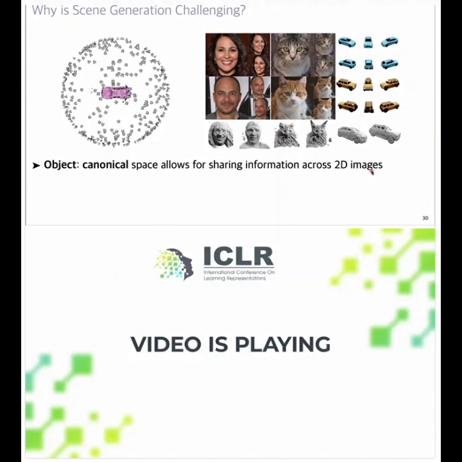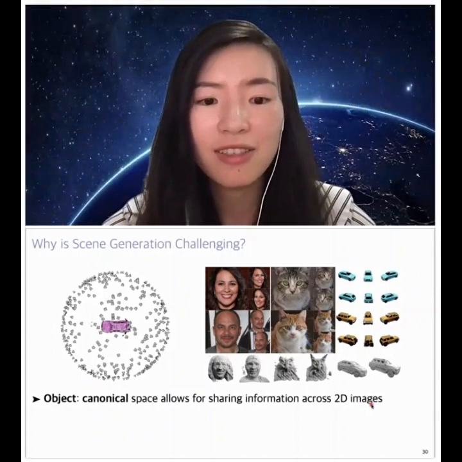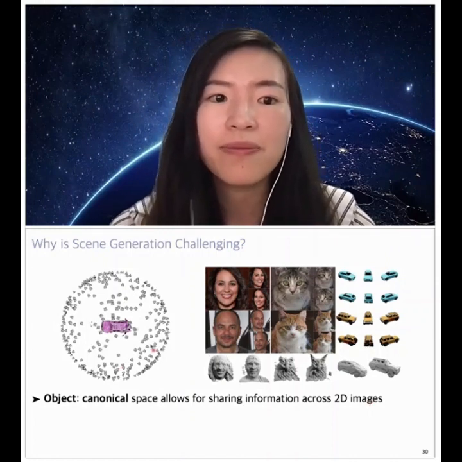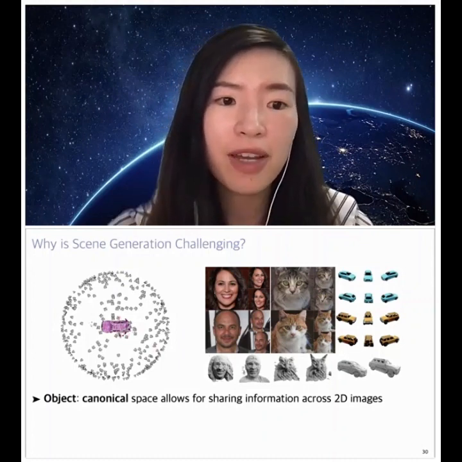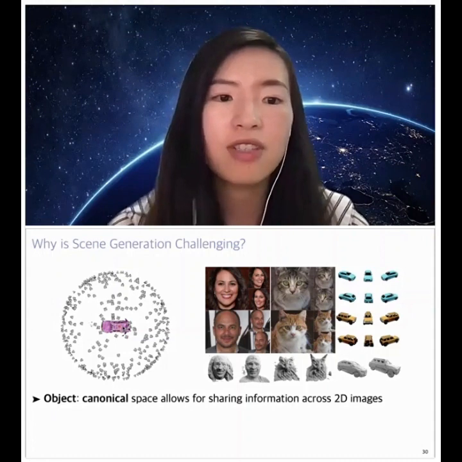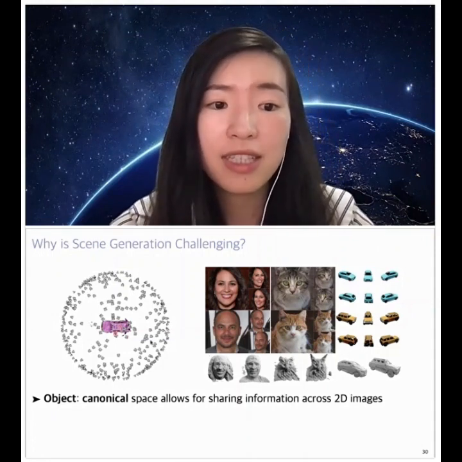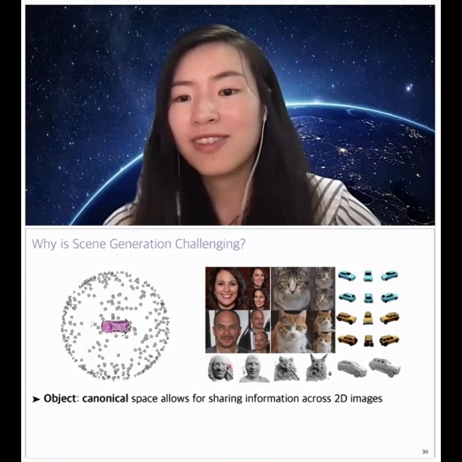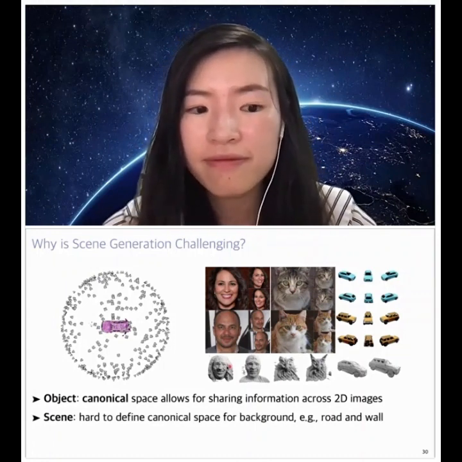Actually, a very common idea is that we define a canonical space, or actually the model automatically learns a canonical space. This allows for sharing information across the 2D images. So here is an illustration of this canonical space where, for example, all the generators will generate the car with the same orientation. This allows the car to easily fuse information across 2D images. And this, I personally think, is very important for fusing information across different views.